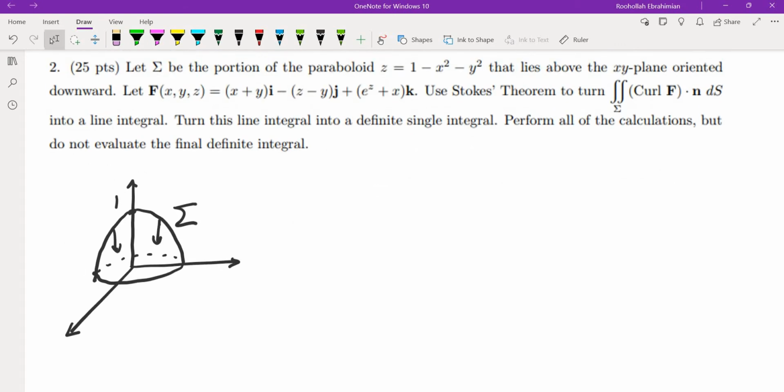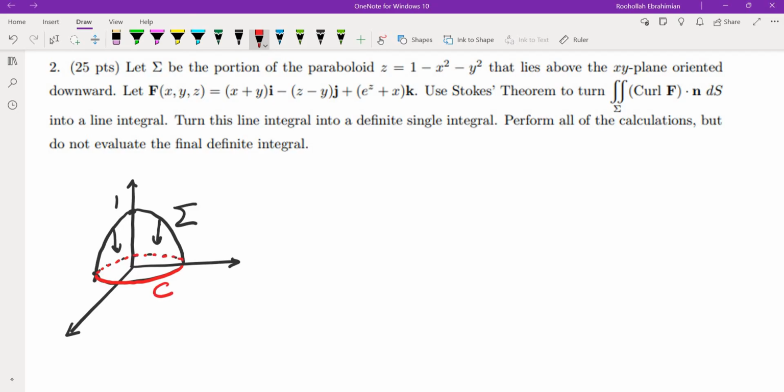Okay, so sigma is oriented downward, and they asked us to use Stokes' theorem to evaluate this surface integral. So we are given a surface integral of a curl. We have to switch from that surface integral to a line integral. So we have to first identify the boundary of this. What is the boundary? The boundary is this curve right here.